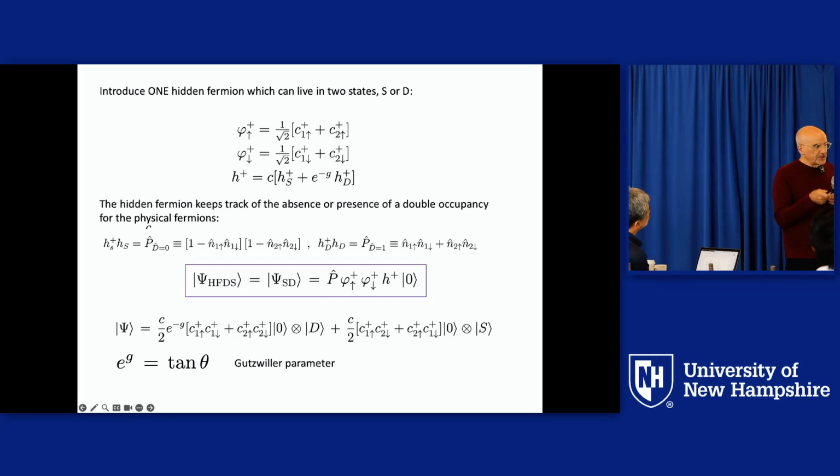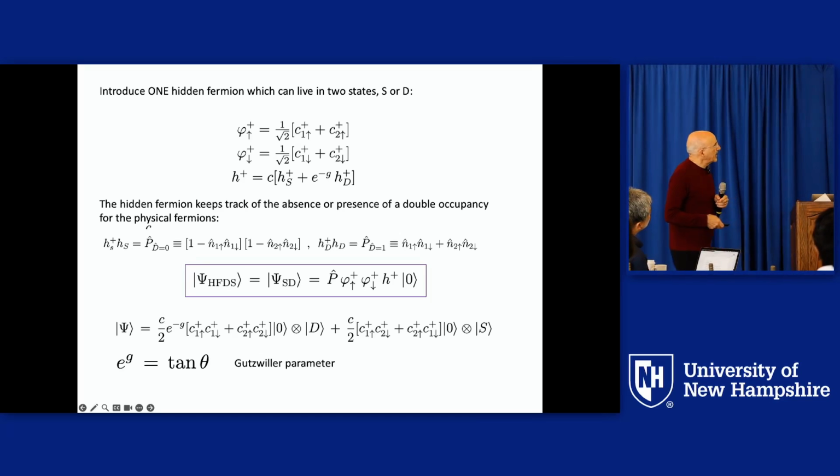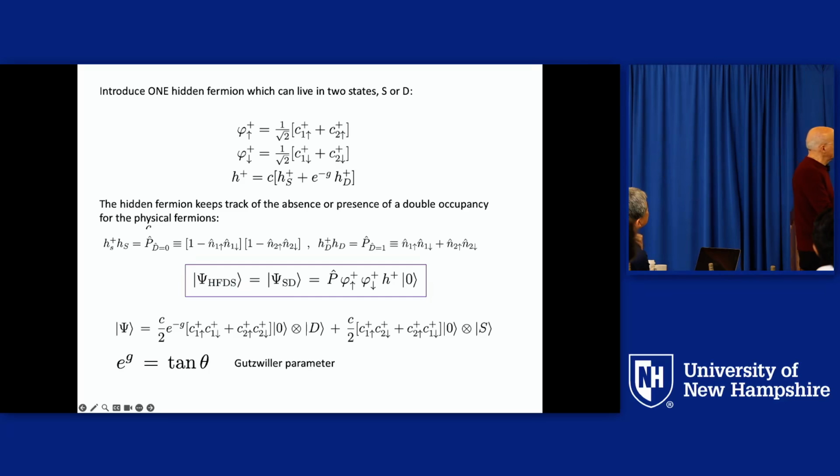And this additional fermion can live in either of two quantum states, one which we call S for singly occupied here, which says I am in the singly occupied component of the wave function, and the other one which we called D, which is doubly occupied, which is a flag for saying we have a double occupancy, right? And now we can construct a Slater determinant, which is this guy here. So this is just acting with these three operators on the vacuum. So this is a Slater determinant.